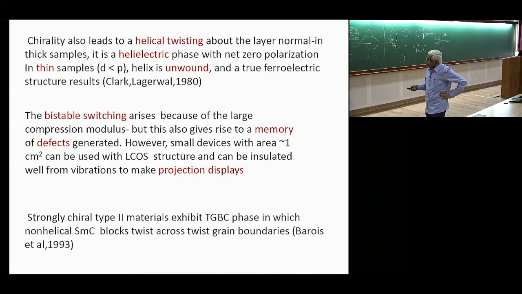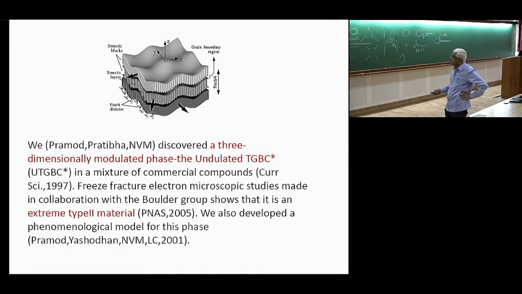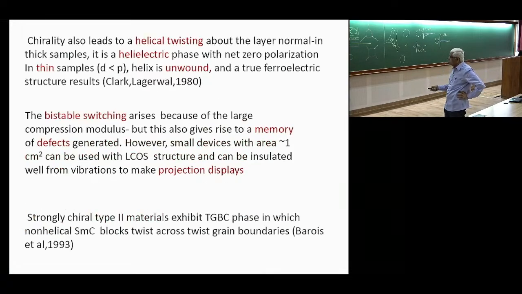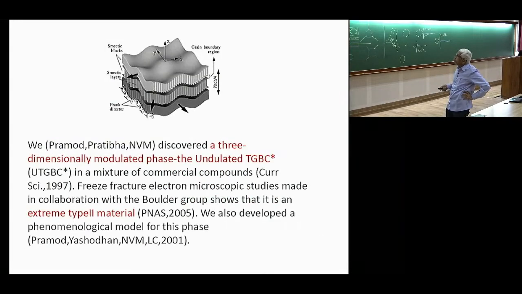And of course, I can now ask the question, supposing there is a strongly type 2 chiral Smectic C star, do I get a TGB phase? You say with a TGBA, it was with a chiral material anyway. In fact, the answer is yes. This was discovered by Barwa et al. in 1993. And it so happened we discovered the most complicated TGB-C star phase in 1997, I think that's right.